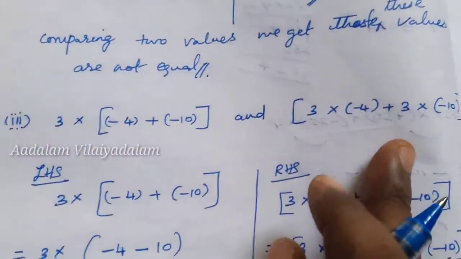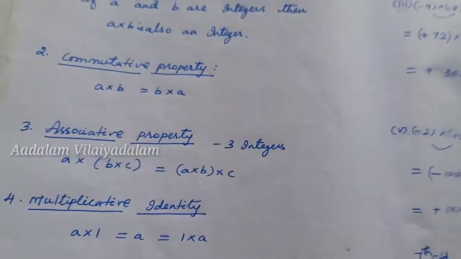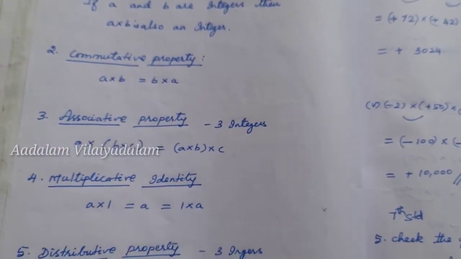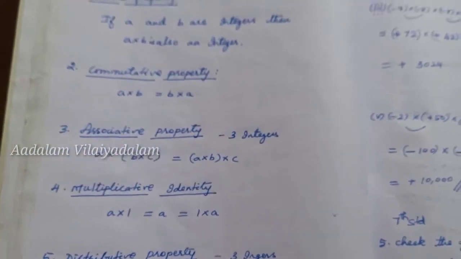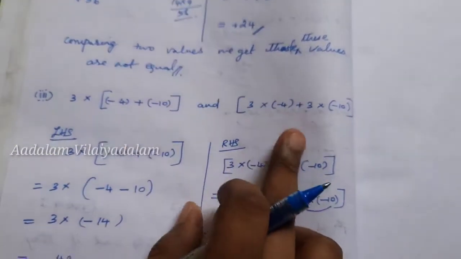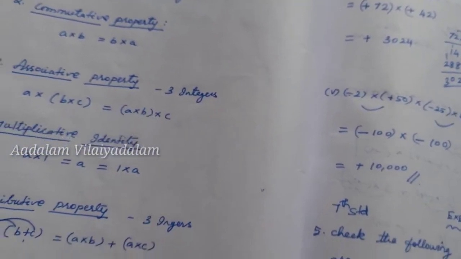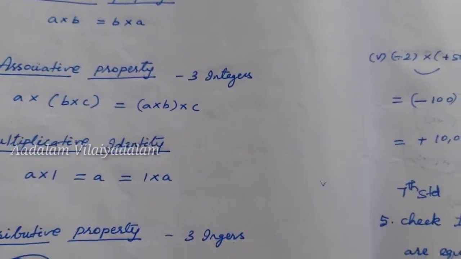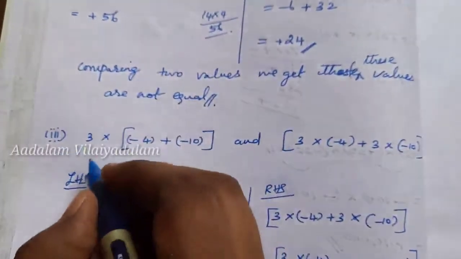Let's move to the question. You see, we know the properties, that is closure property, commutative property, associative property, multiplicative identity, and distributive property. So here only plus sign is coming, which means distributive property of multiplication over addition. So that is the fifth property.